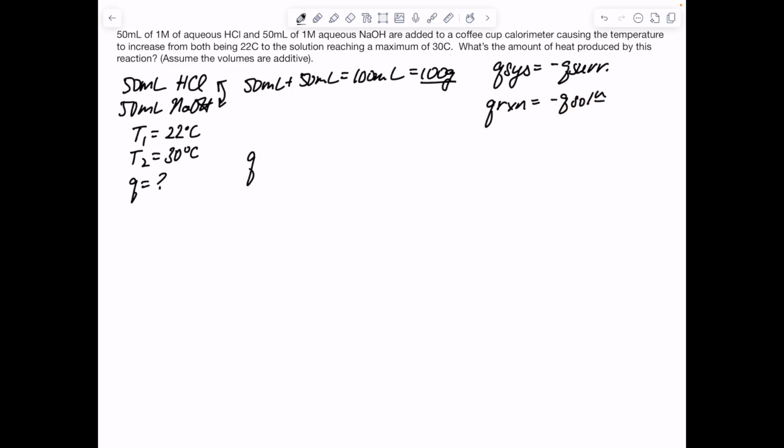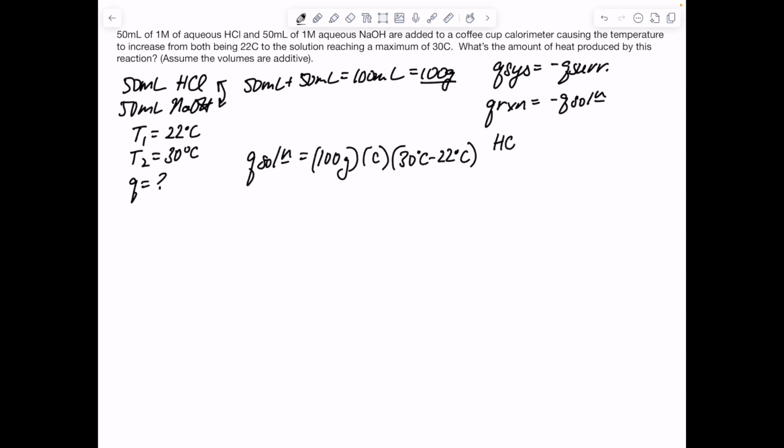So our Q solution is going to be 100 grams, a C value, and delta T, 30 degrees minus 22 degrees. Now, what is the C value here?